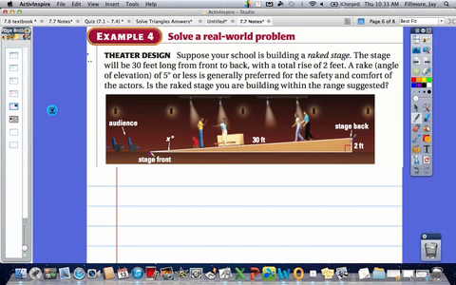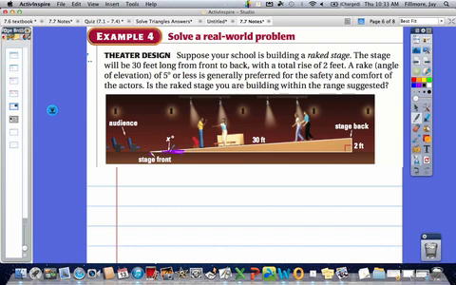Our angle of elevation, or our rake, is 5 degrees or less. It's generally preferred for the safety and comfort of the actors. Is this in the range suggested? Well, we want to see if this is indeed 5 degrees or less. So we have to solve for that missing piece.